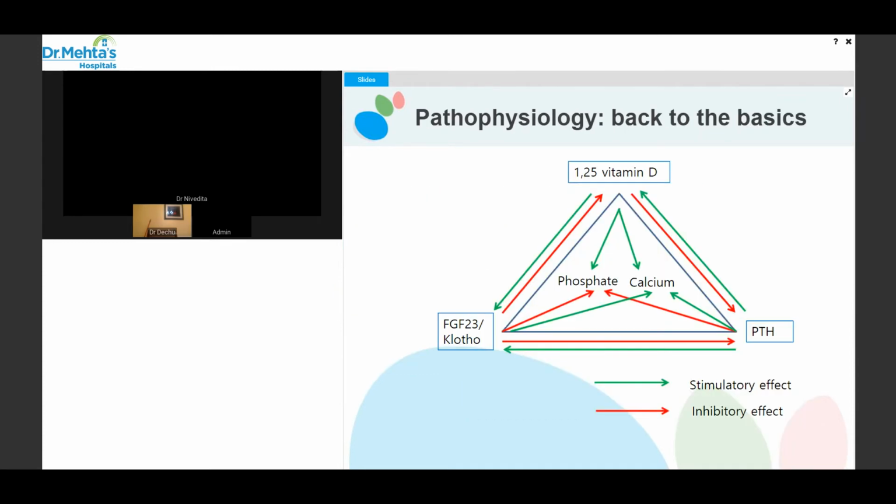Going back to the basics, we know that mineral bone disease is basically an interplay of these 3 major factors: the FGF-Klotho complex, 1,25-dihydroxy D3, and parathormone levels. These have a mutual feedback regulation, and the main goal of these 3 hormones is to maintain the calcium and phosphate balance. These are also the most important indicators that we look at when we clinically assess mineral bone disease.